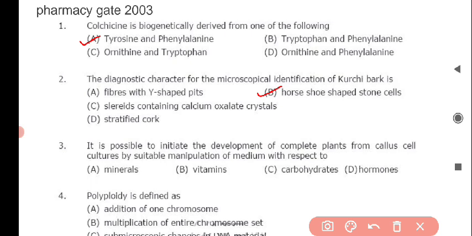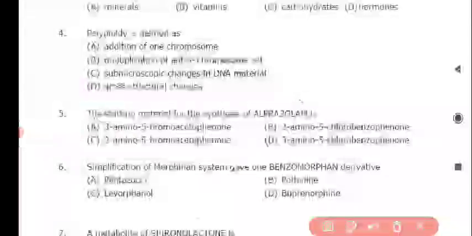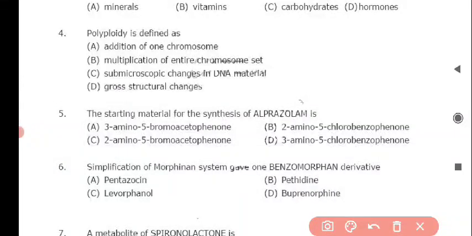Question number 3 is it is possible to initiate the development of complete plants from callus cell cultures by suitable manipulation of medium with respect to. So the correct answer is option D, with respect to hormones. The next question is polyploidy is defined as, and the correct answer is option B, multiplication of entire chromosome set.